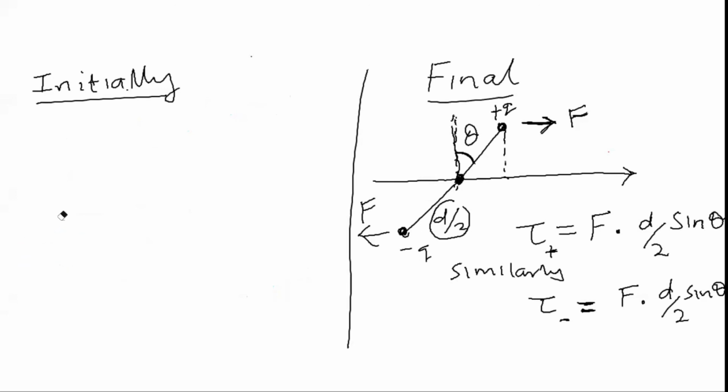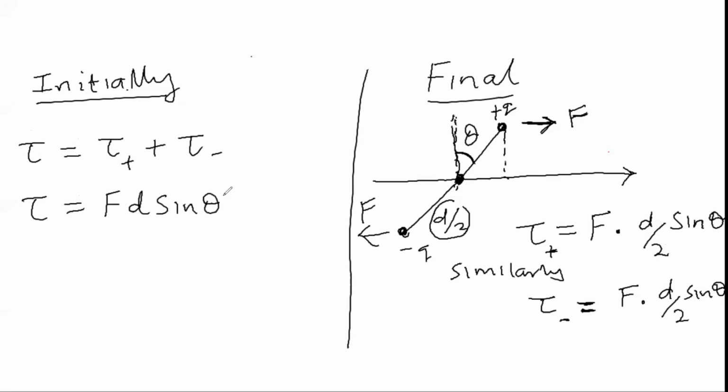If you add the contributions of these two, there is this torque coming from the positive charge, and this torque coming from the negative charge. Then the total torque will be equal to this torque plus this torque. You see they are the same terms. If you add them, there is FD sine theta over 2 plus FD sine theta over 2, and you come up with FD sine theta.